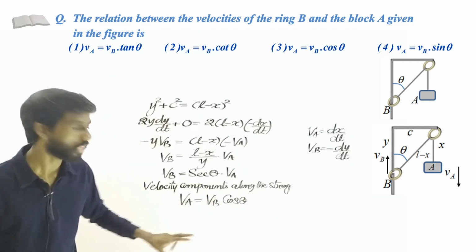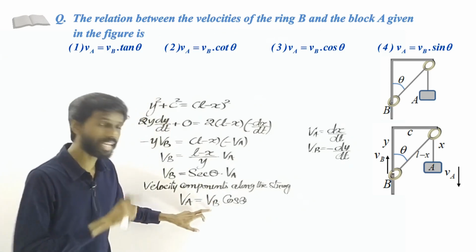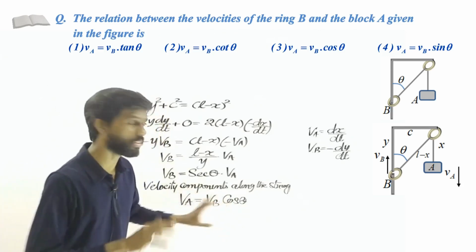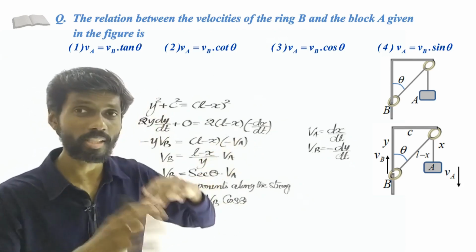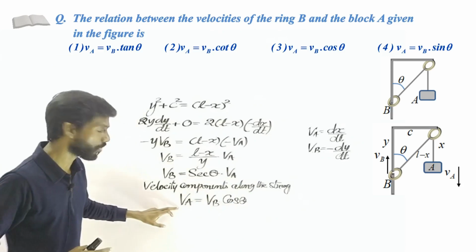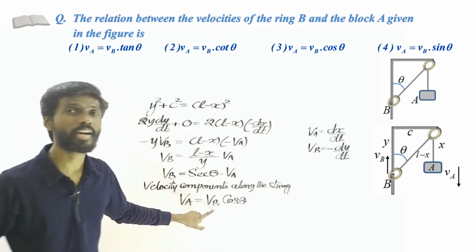You differentiate both the sides. So velocity, if you differentiate, we get the acceleration of the object A. Similarly, acceleration of the object B. But this cos theta is not constant. You can't leave it as it is, because as x and y change values, theta will also change, right? It is also variable. So when you differentiate, this is the acceleration at the point A. When you differentiate this, you get the acceleration at the point B.